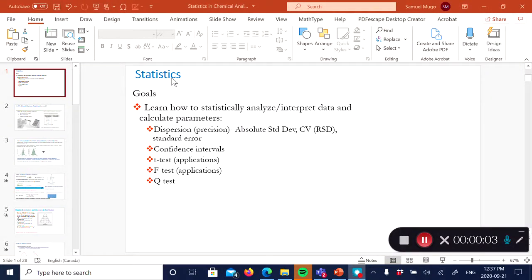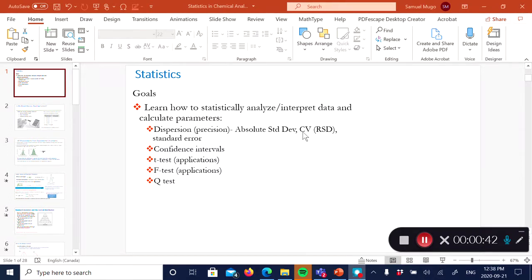In today's lecture, we're going to talk about the statistical aspects that you need to consider when you're doing your data analysis. So the goals for the lecture are for you to learn how to use statistical aspects to interpret your data and to calculate parameters such as precision, absolute, which you calculate using things like the absolute standard deviation, relative standard deviation.